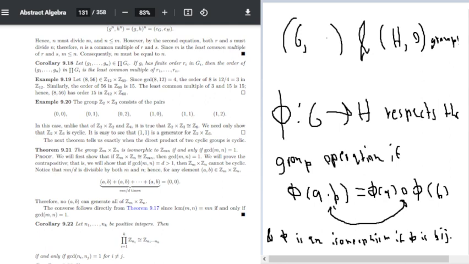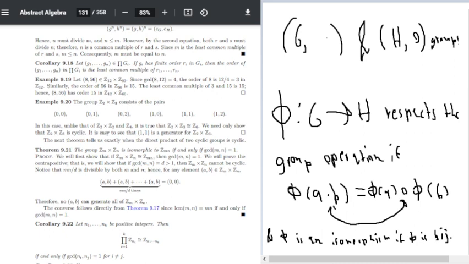Corollary 9.18. Let g1 all the way up to gn be in the product of Gi. If gi has finite order ri in Gi, then the order of (g1, all the way up to gn) in the product of Gi is the least common multiple of r1, r2, up to rn, which is just applying that in each individual case.